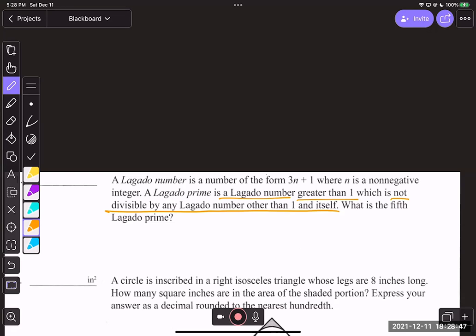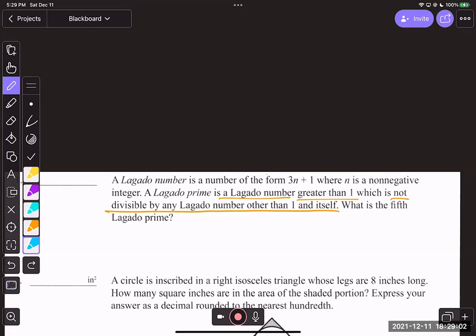Legato prime is a Legato number. So you should have been listing out Legato numbers instead. Make sense? Let's go ahead and list those out.